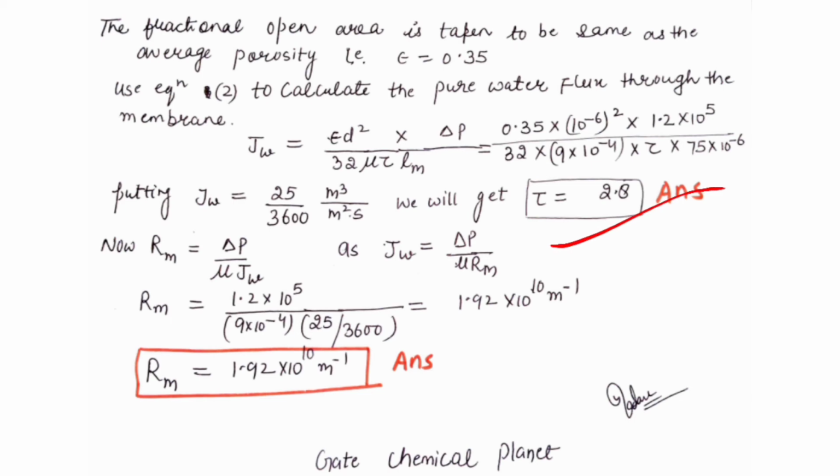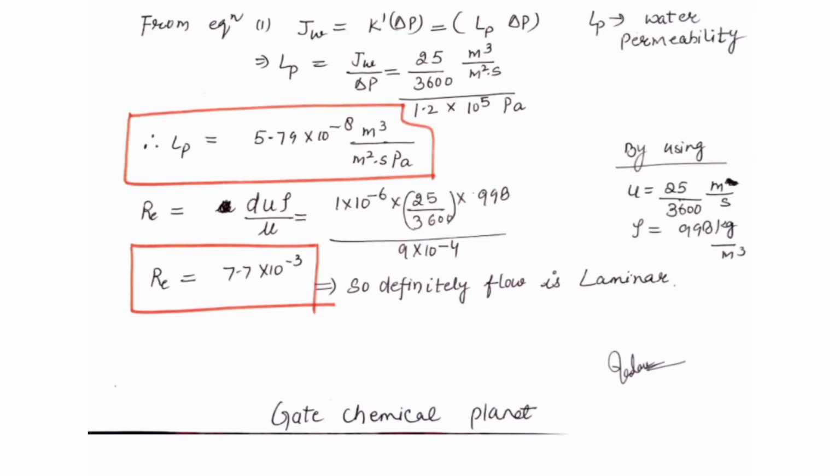The second thing is to calculate the value of Rm. We can write Rm equals delta P divided by mu JW, because JW equals delta P divided by mu Rm. So easily we can calculate the value of Rm, which is the resistance. The value of Rm is 1.92 into 10 to the power 10 meter to the power minus 1, that is per meter.